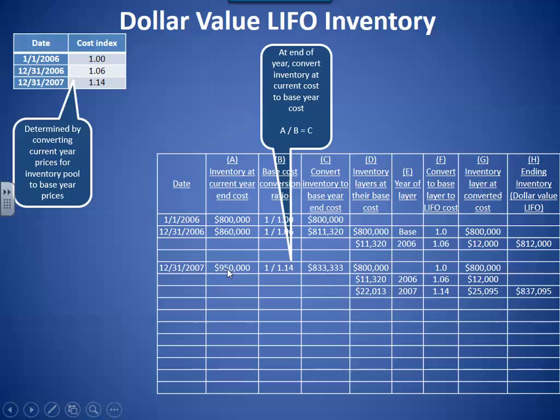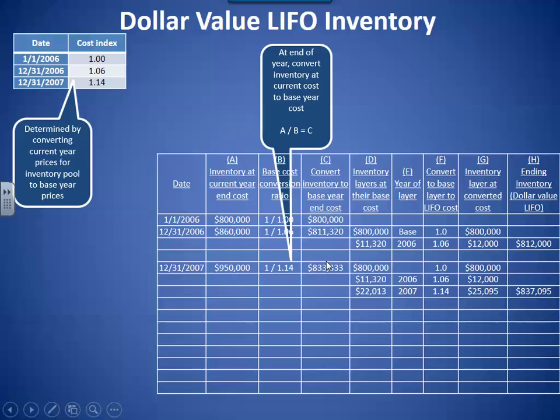So now we take the $950,000 and we multiply it times 1 divided by 1.14, and this equation here should read A times B, not A divided by B. So it'd be 950,000 times 1 divided by 1.14. That's going to come up to a value when we're converting that $950,000 back to the base year. That's going to be a value of $833,000. And what that tells us, if we compare the $833,000 to our previous year, it was $811,320. So we've had another increase.